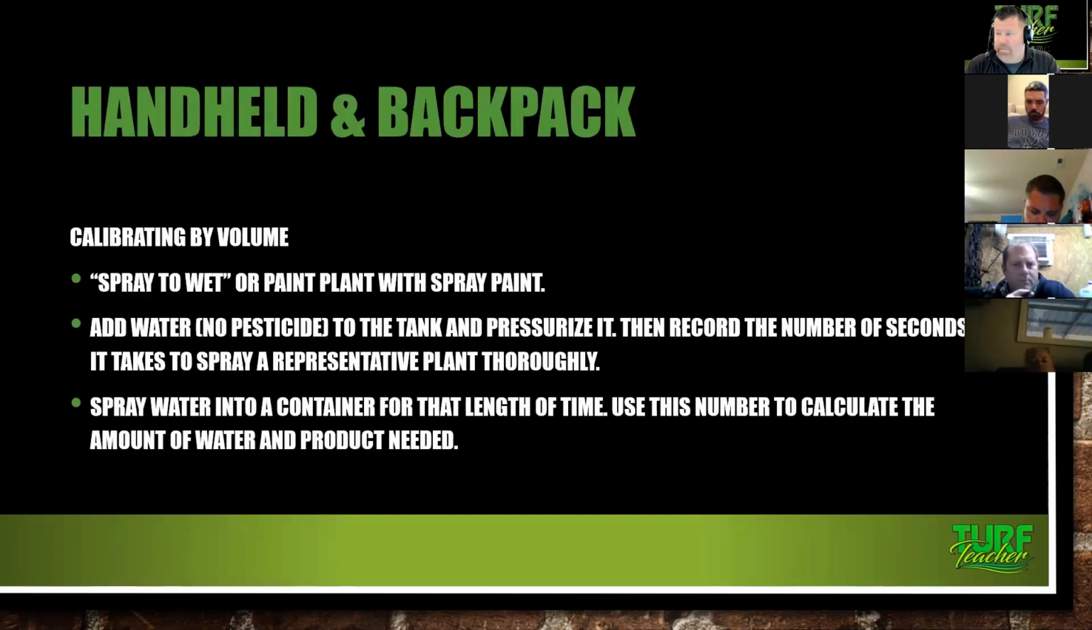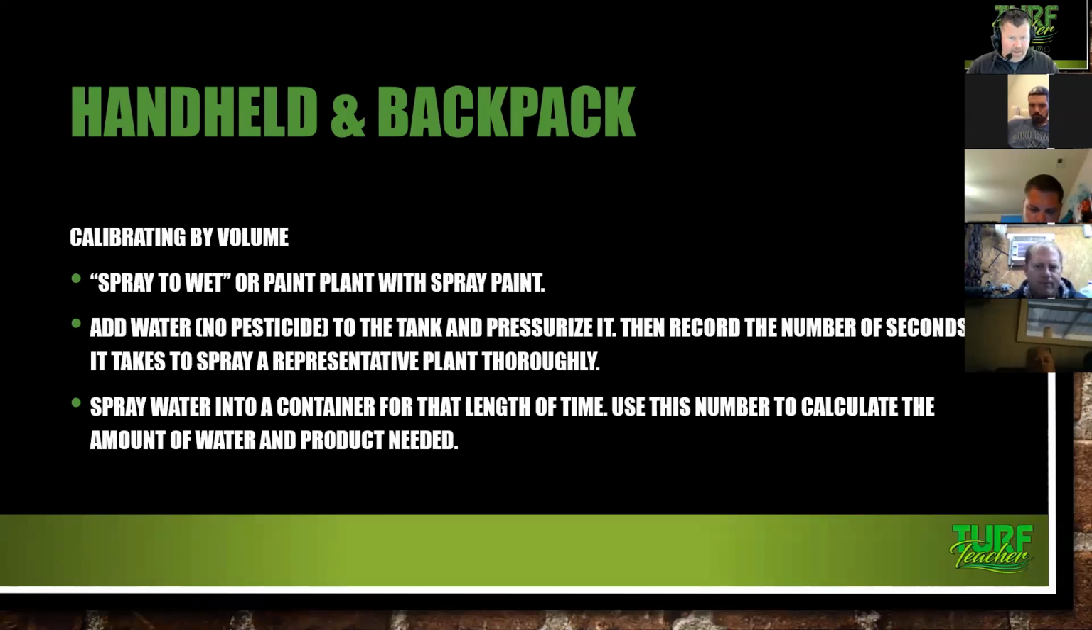All right, so calibrating by volume. This is when we are going to spray to wet or paint the plant. So we're going to kind of just drench it and actually get it wet. We're going to add water, no pesticide, to the tank and pressurize it, then record the number of seconds it takes to spray a representative plant thoroughly.